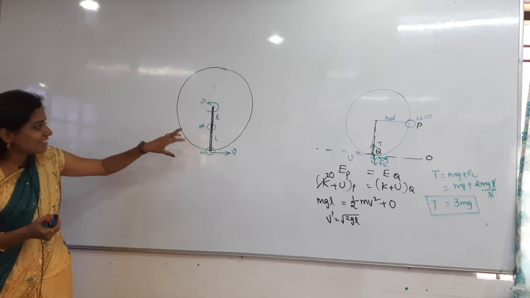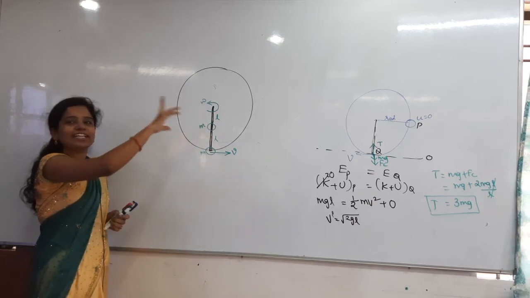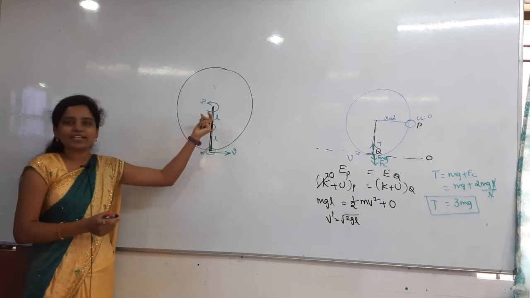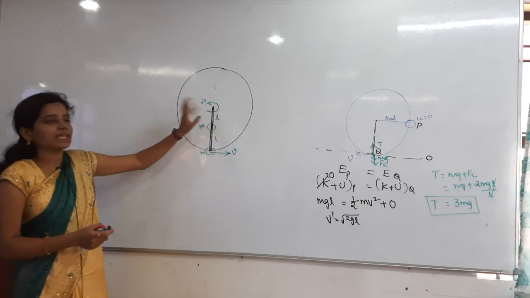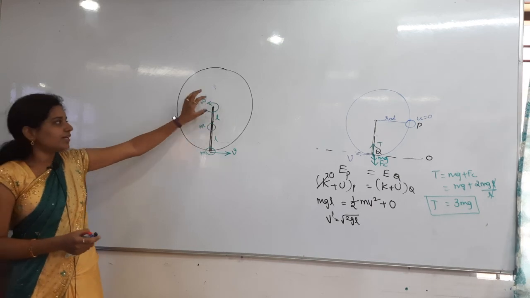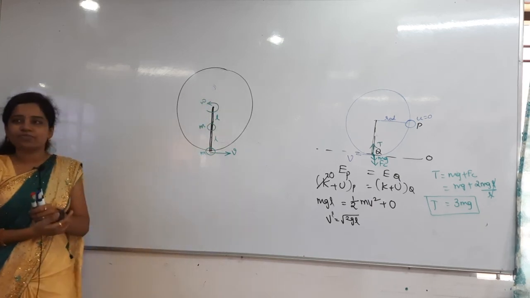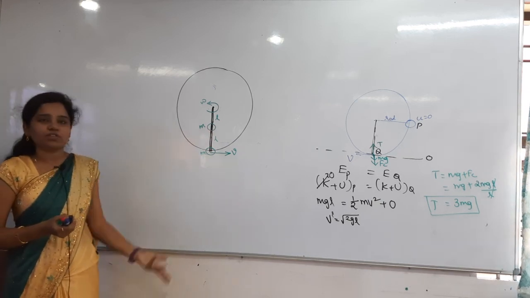Here the meaning is both are moving with the same omega only. Both are rotating with the same omega only. Whenever I said the masses are connected to the rod, at that time these two are rotating with the same omega. That's it. Omega is not given, but the entire rod is rotating with omega, and the masses are also rotating with omega only.